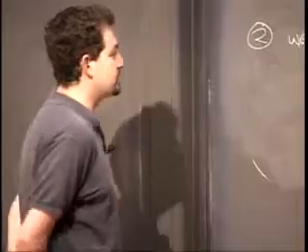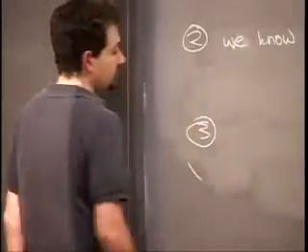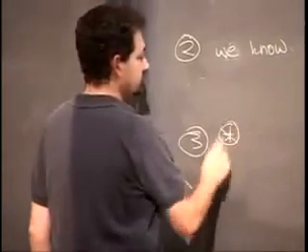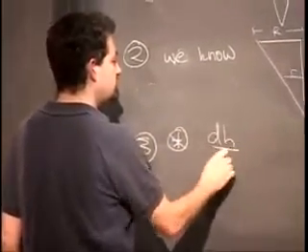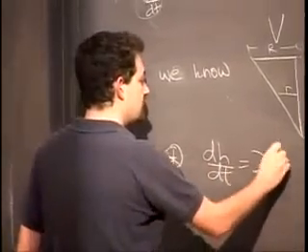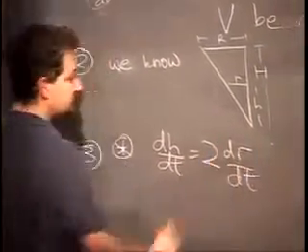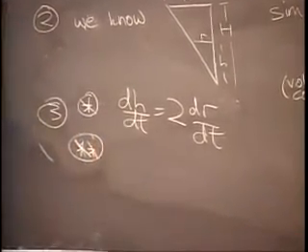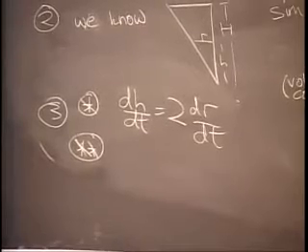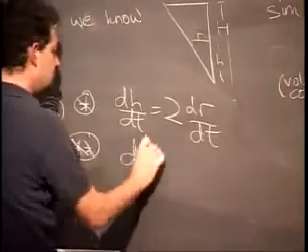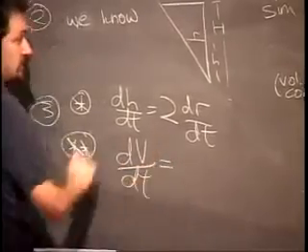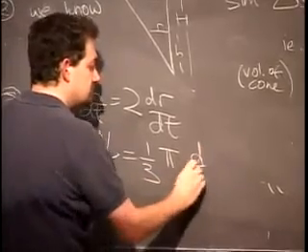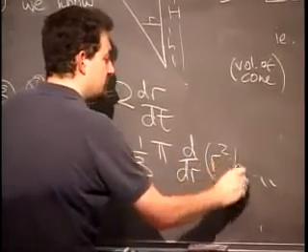Well, let's move on to step 3. Step 3 says just differentiate implicitly. So let's do both. For star, we have dh/dt equals 2 dr/dt. Nothing more to say about that. And for star star, we have dV/dt equals 1/3 pi, and we need d/dt of r squared h.